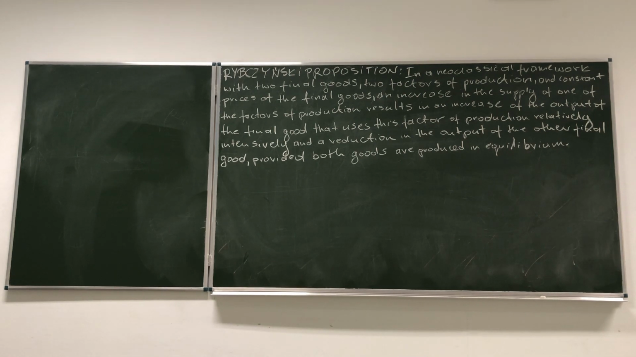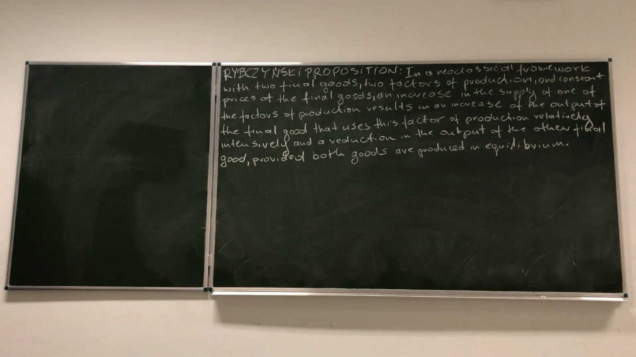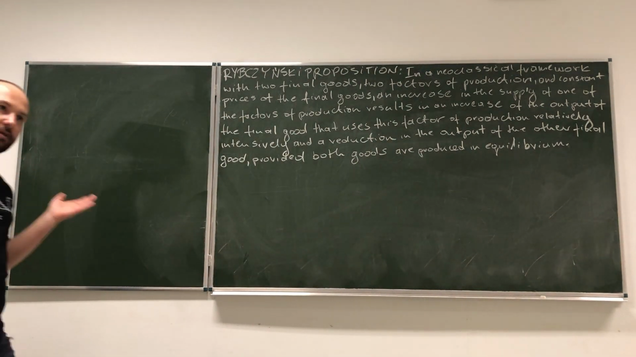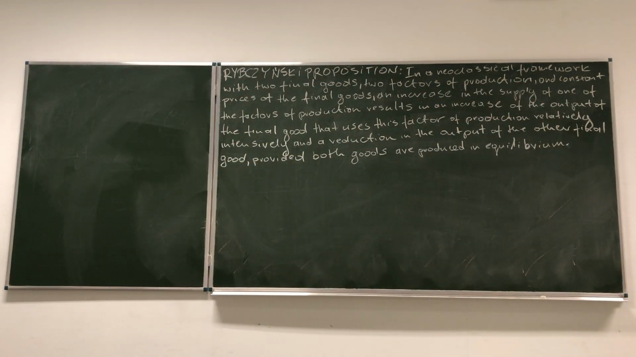Now the next proposition we are going to discuss is called the Rybczyński Proposition. First we're going to state what it says, and then there's going to be kind of a long road to actually demonstrating how it works in the neoclassical model. But let's start with what the proposition tells us.